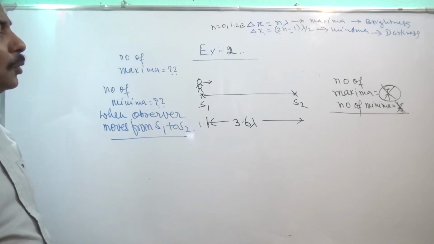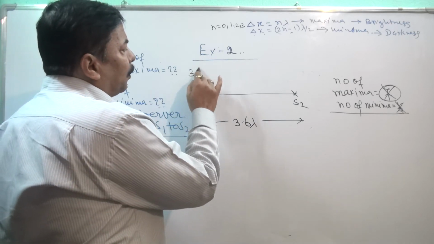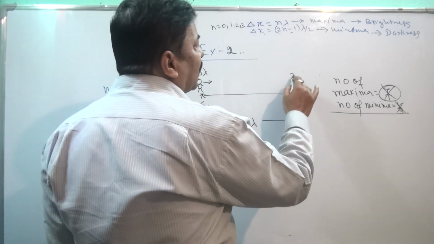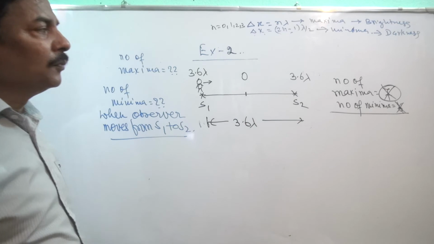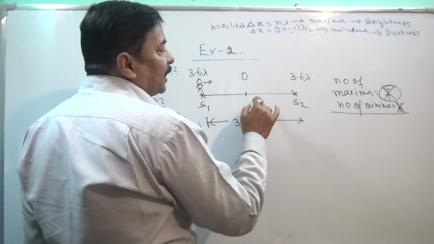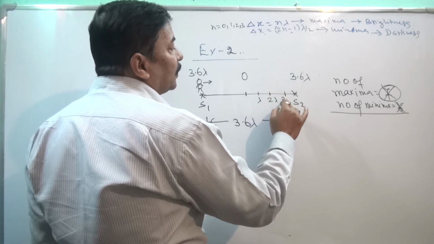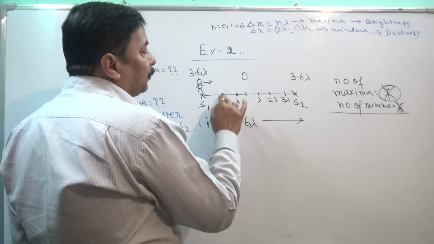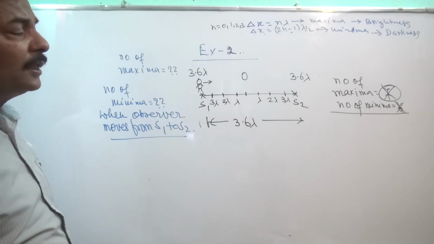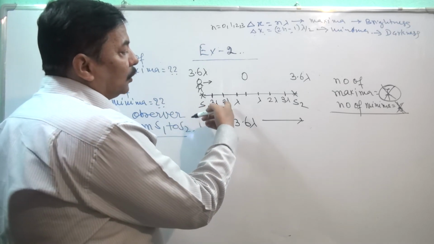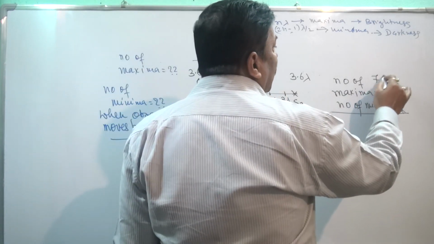Now you will have to apply the same concept. Here the path difference will be 3.6 lambda. Here also the path difference will be 3.6 lambda. In the middle point the path difference will be 0. So if here it is 0, here it is 3.6 lambda, somewhere lambda, somewhere 2 lambda, somewhere 3 lambda. Similarly lambda, 2 lambda, 3 lambda. So what is the number of maxima? 1, 2, 3, 4, 5, 6, 7. So in this case also the number of maxima remains 7.